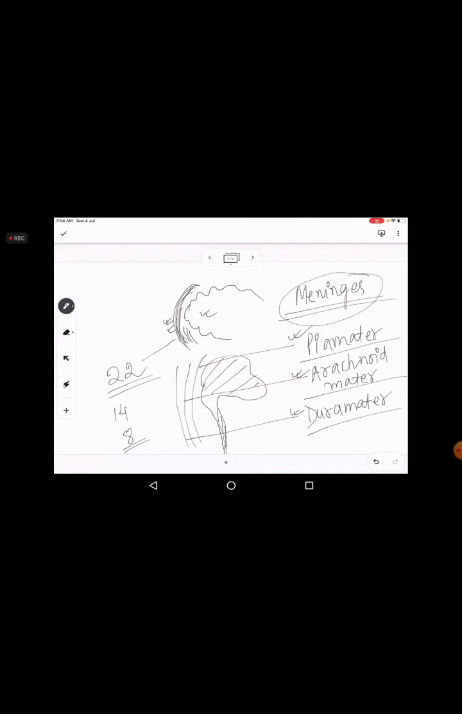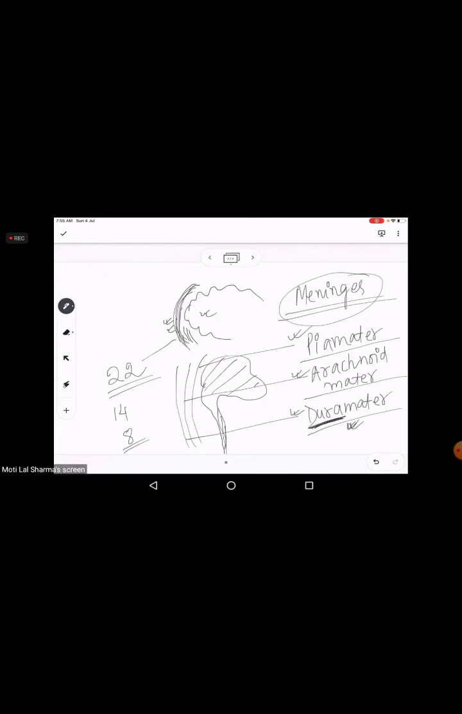Dura mater, the durable one, is the toughest layer among these three. It protects our brain and spine. So we have known three protective layers here: pia mater, arachnoid matter, and dura mater.